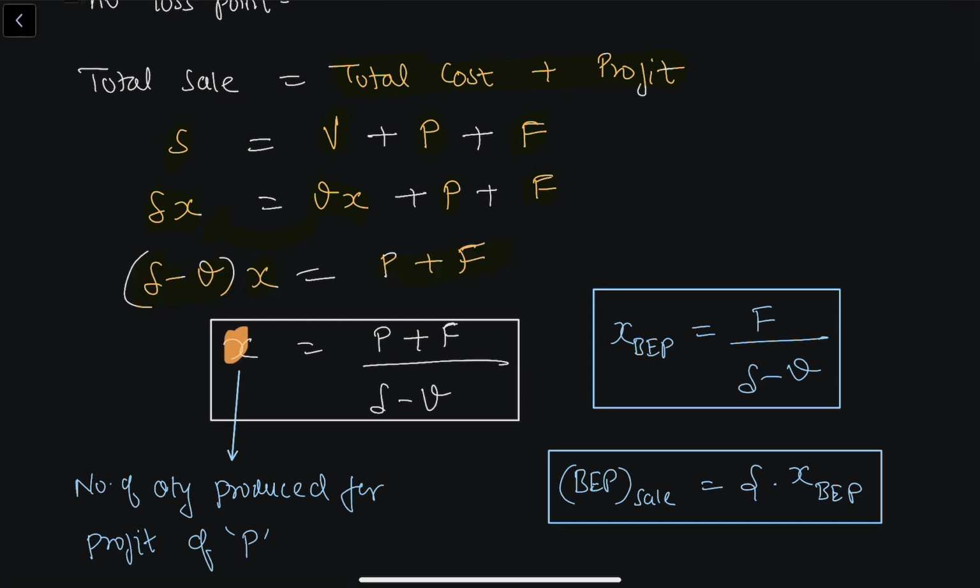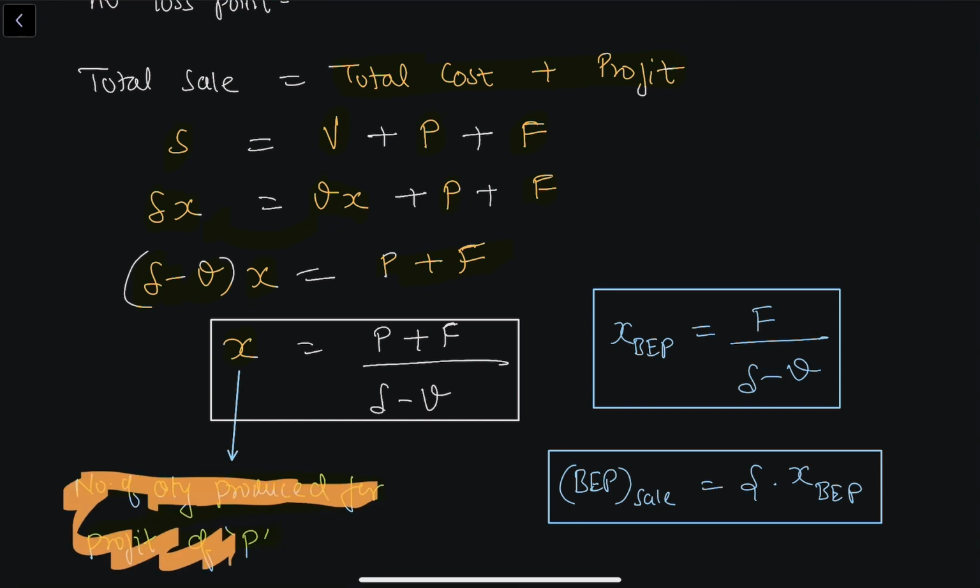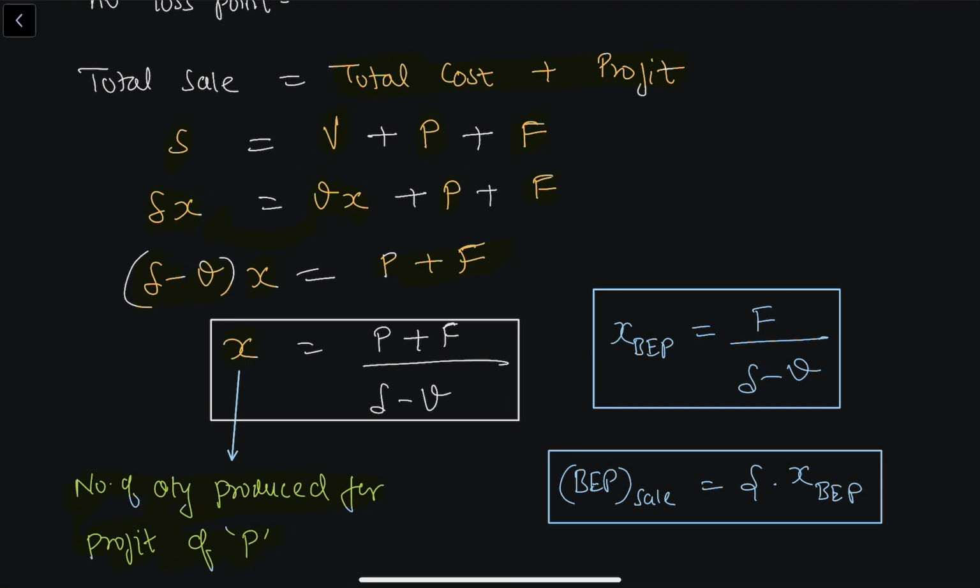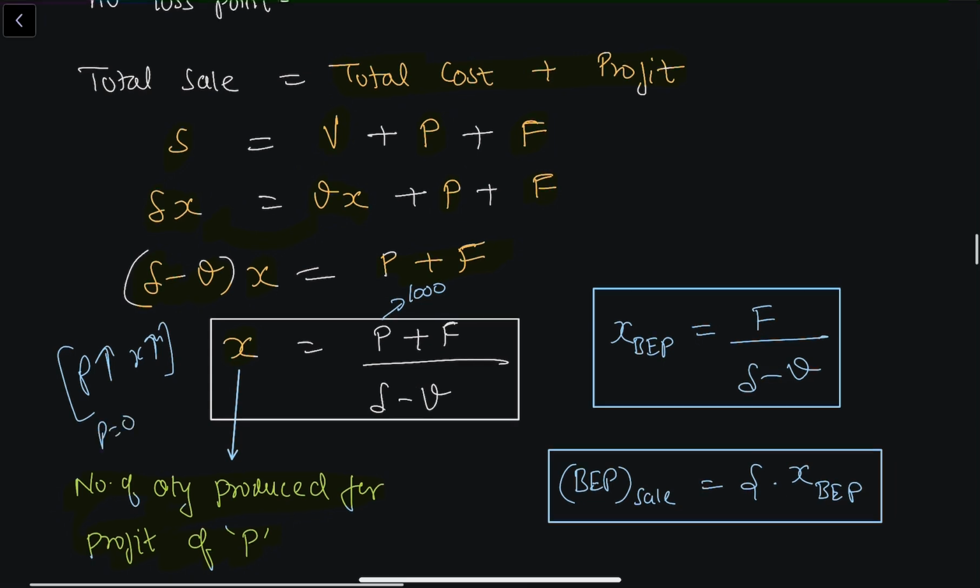So this is the X I will get, the number of units to be produced for profit P. This is the quantity I will get. So let's suppose I have to make a profit of 1000 rupees; as I need to increase profit, my X also will increase, my production will also increase. If I put profit equal to 0, then whatever X I get is nothing but your break-even point, because at that point I'm having no profit, no loss.